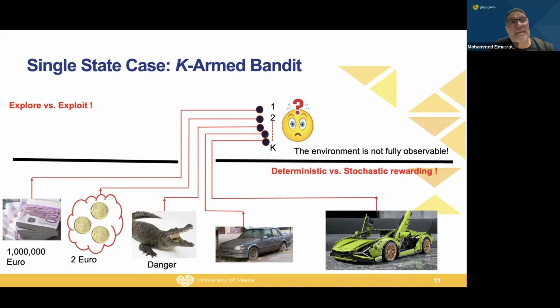But we don't have a teacher here. We don't have anyone to tell you, go and select number one because there is 1 million euro behind that door. No one explained this to your intelligent agent. So you need to check. Assume in the beginning that this intelligent agent doesn't know anything about what is unseen behind these doors or these buttons.